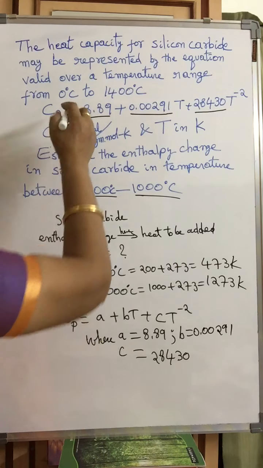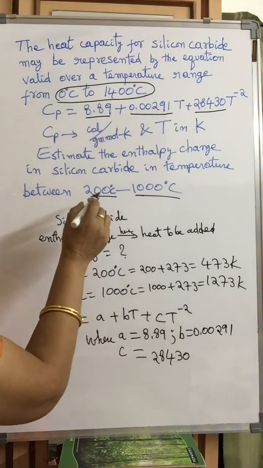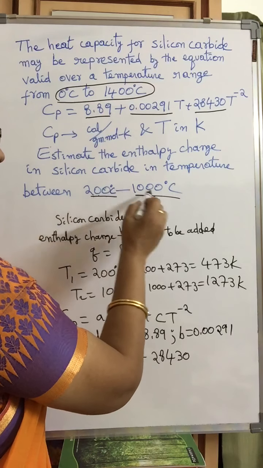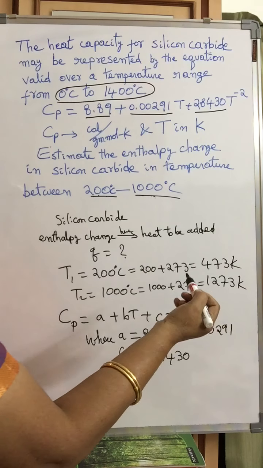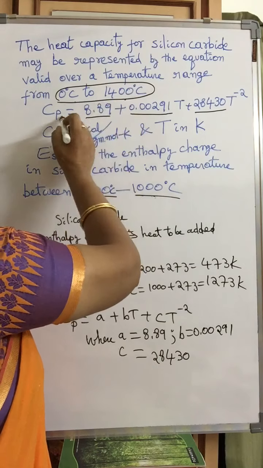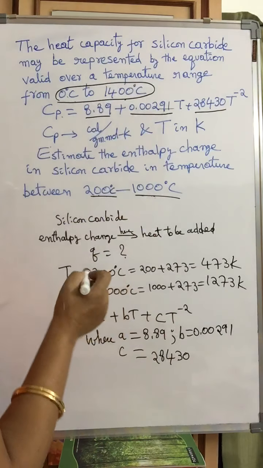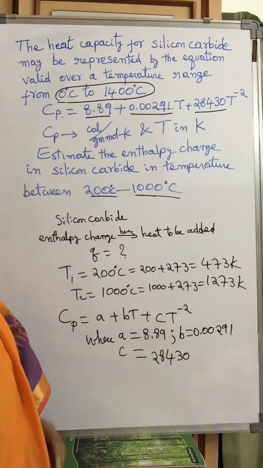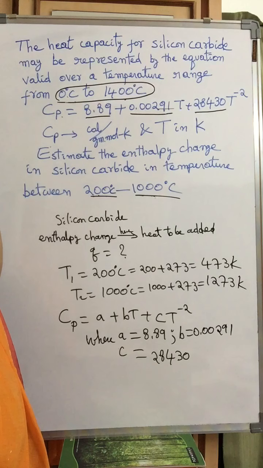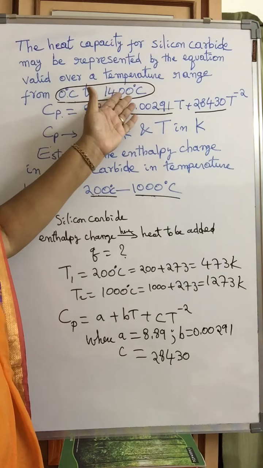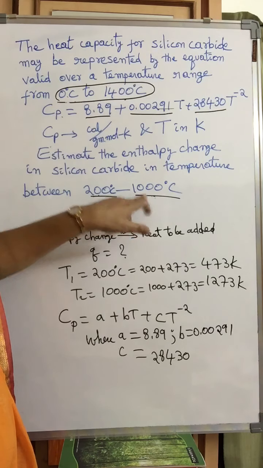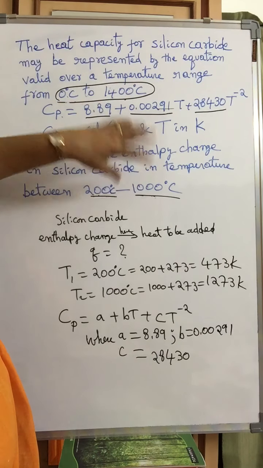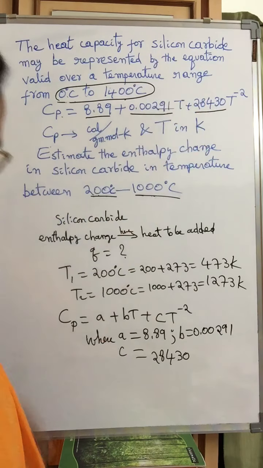Okay, then one more point you can see here. The range 0 to 1400 degrees is different. Silicon carbide is heated from 200 to 1000. In order to raise its temperature from 200 to 1000, what amount of heat is to be added? That is the question. This equation is valid in this temperature range. That means you can use this equation for any temperature range between 0 to 1400. Now you see, 200 to 1000 is within this range. That means for this range you can use this equation. That is the meaning.